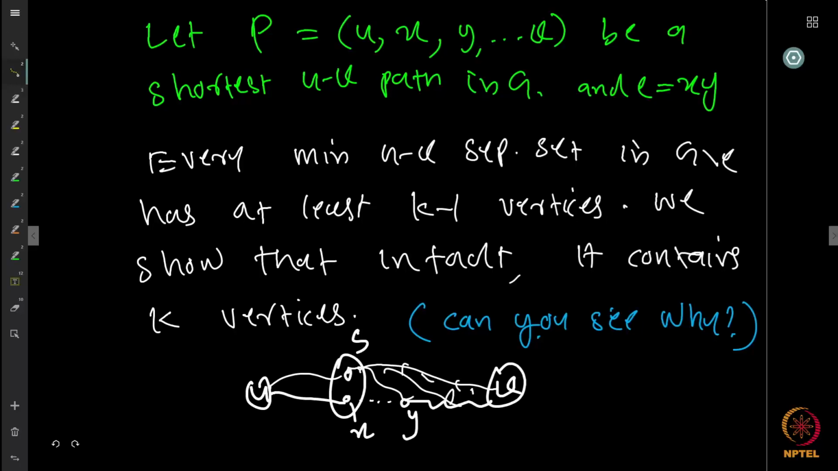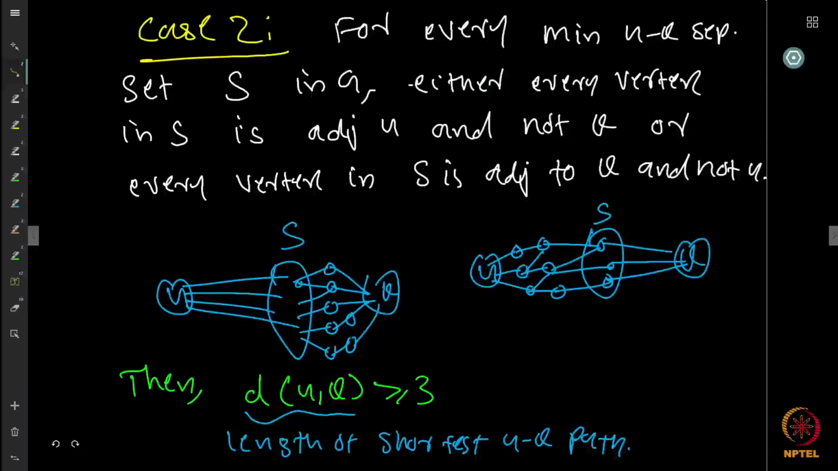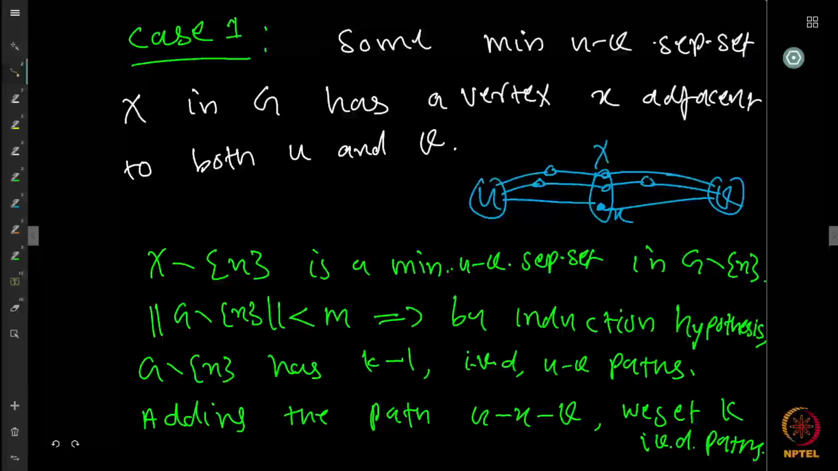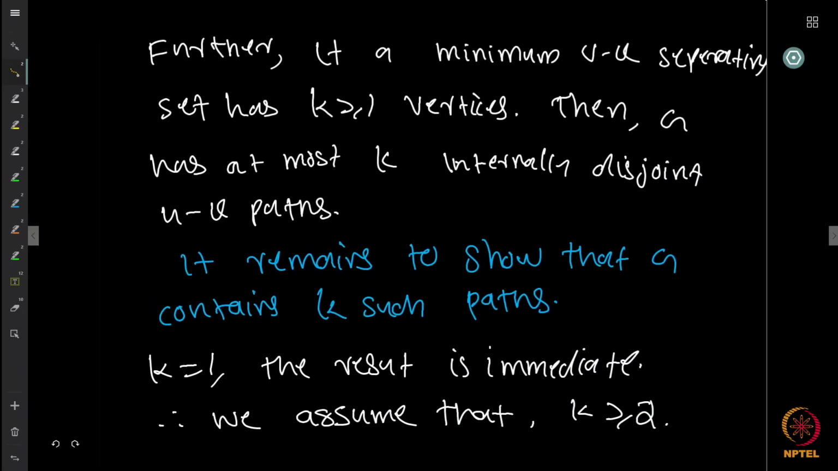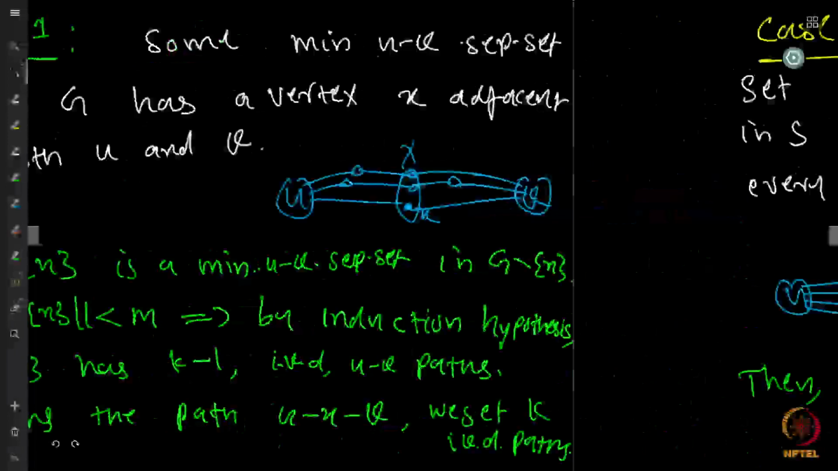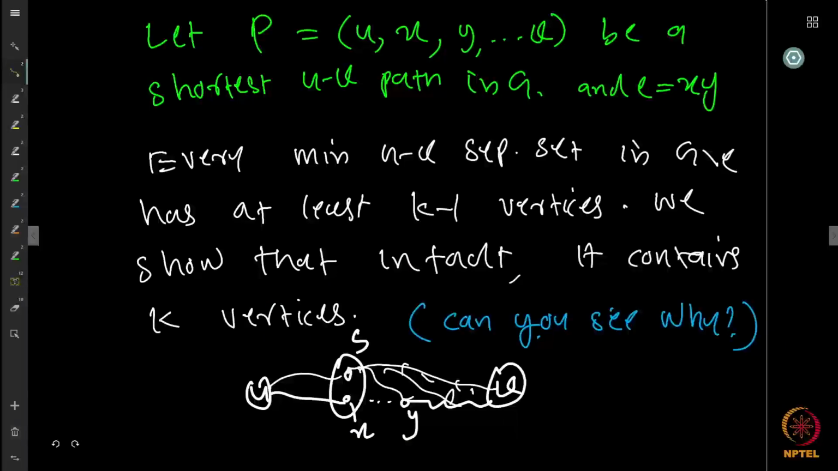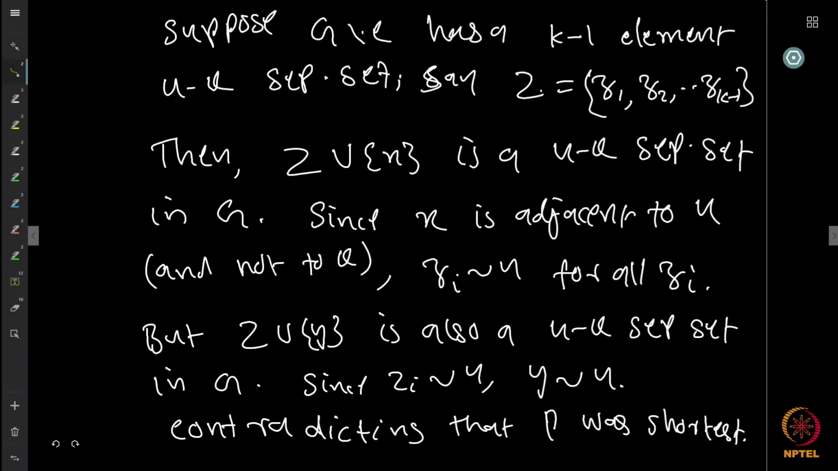Now this we can do because we assume that K is at least 2, right? Because when K is at least 2, we don't fall into the induction trap. We know that this set Z1 to Zk minus 1 is non-empty, and therefore we can do the following.